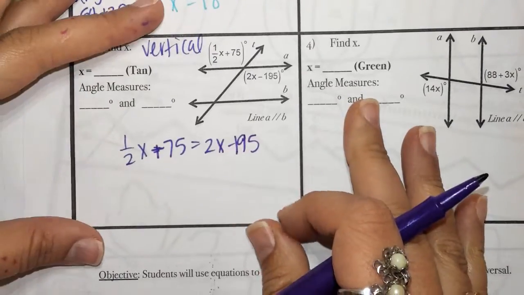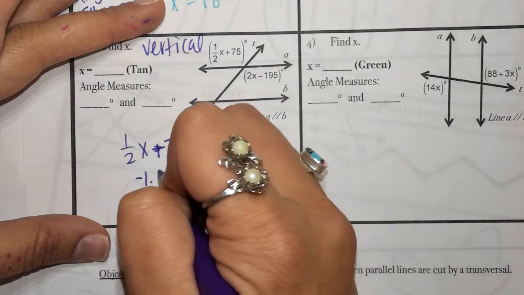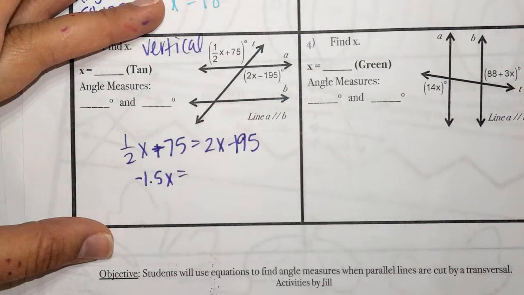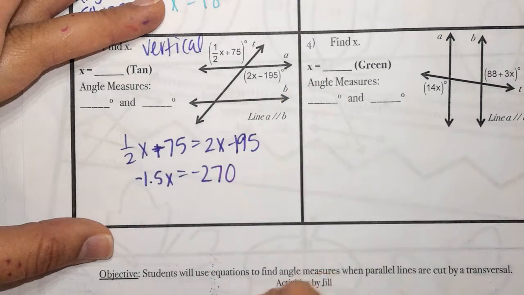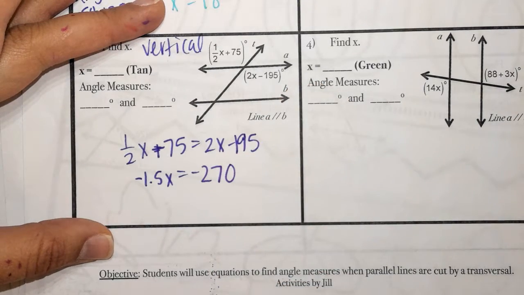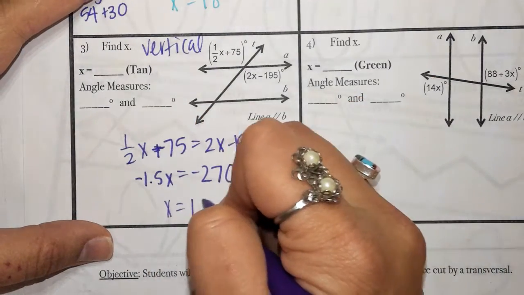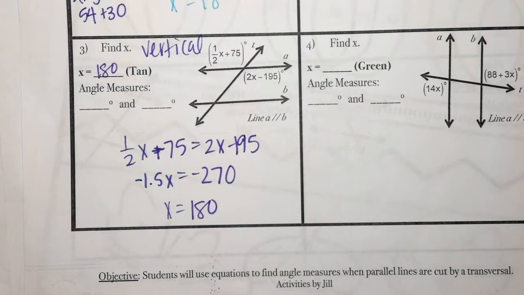Okay, so you're going to subtract 2x, right? And you're going to get negative 1.5x. And you're going to subtract 75. And you're going to get negative 270, correct? And then you're going to divide it by negative 1.5, and x equals what? 180. Then what do you do with it from there?